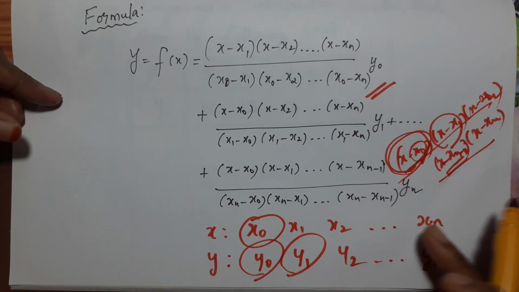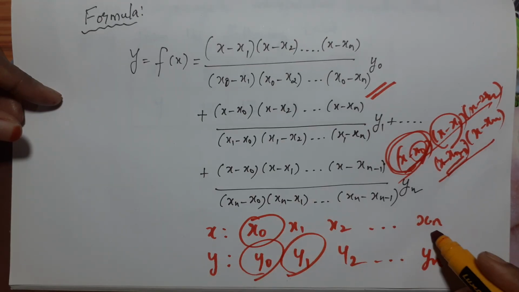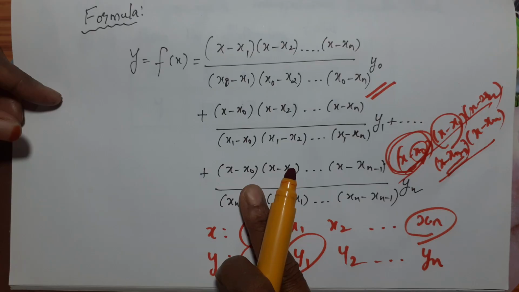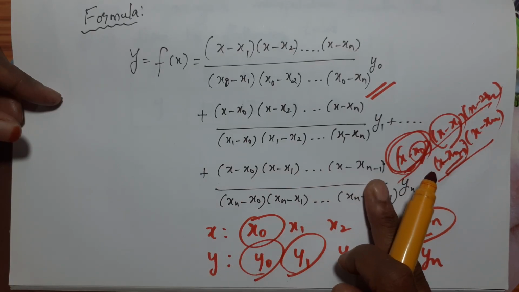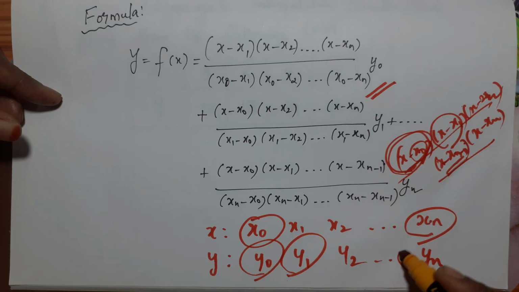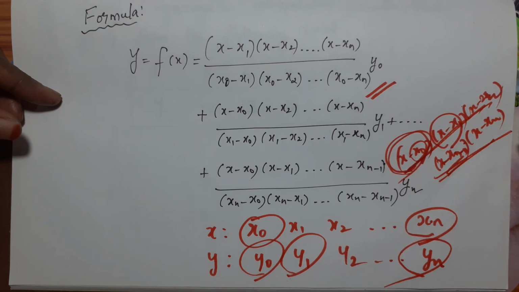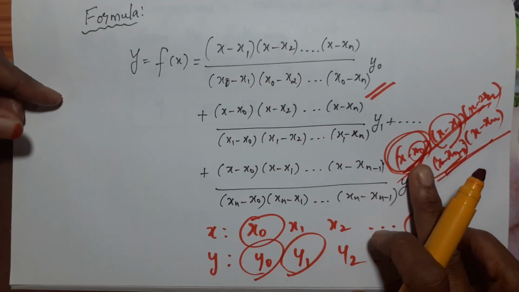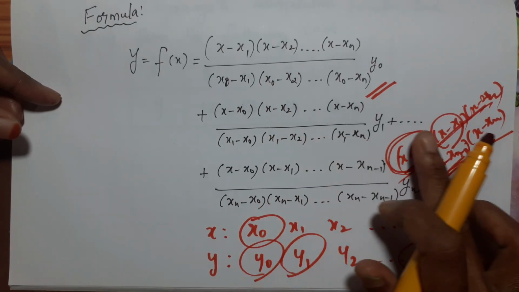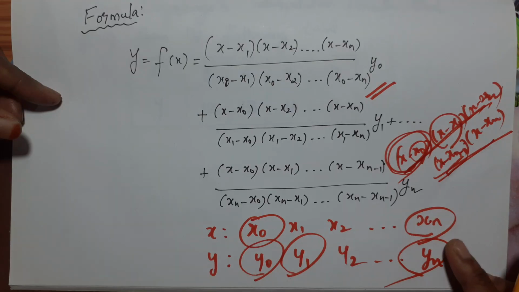Similarly, the last term is for xn. So, xn minus x0, xn minus x1, etc. up to xn minus xn minus 1, into the respective y value yn. So in this way, you can easily memorize this. Take all the terms: for every term, if it is the first term, leave the first factor; if it is the second term, leave the second factor, up to the last term. Is it clear how to keep this in memory easily?